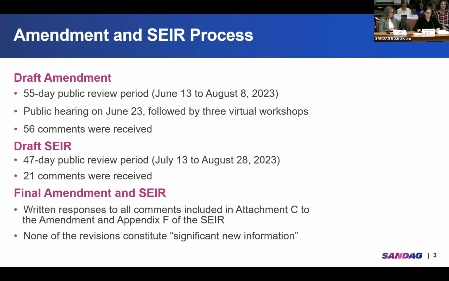The purpose of the supplemental EIR is to identify the environmental impacts of removing the regional RUC and identify feasible means of mitigating those impacts. The draft SEIR was released for public comment. 21 written comments were received. All of those comments are reproduced along with written responses in Appendix F of the supplemental EIR. None of the comments necessitated substantive revisions from draft to final of the supplemental EIR.